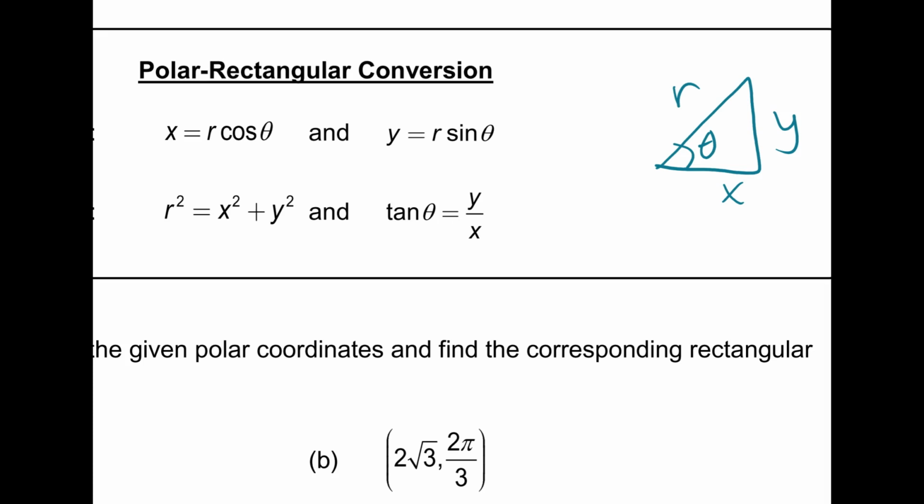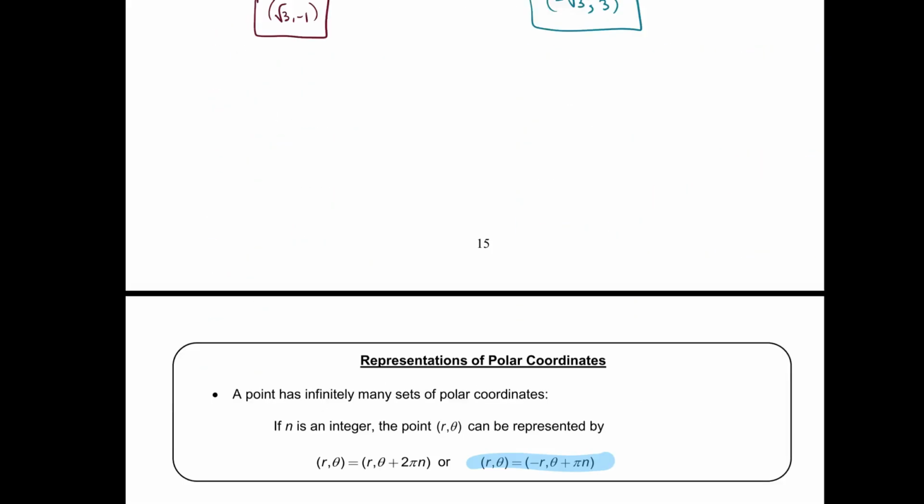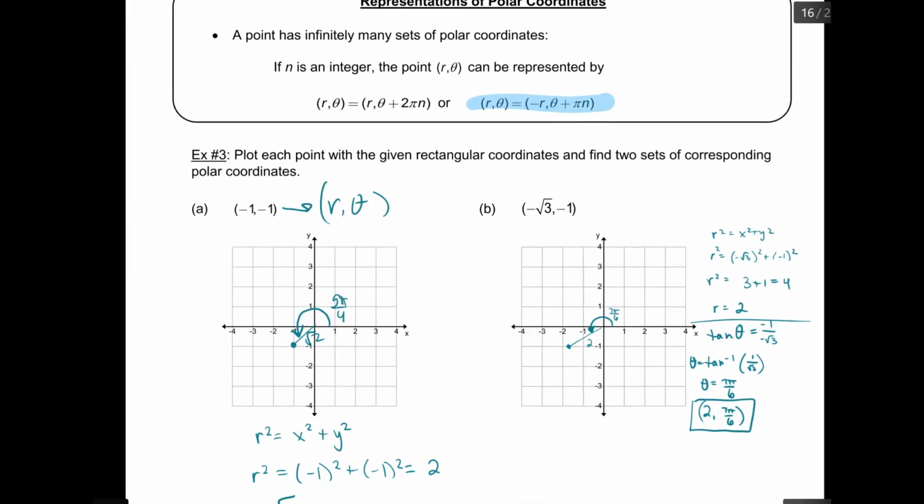If I do cosine of theta, that's x over r. Solve for x: you just take your radius times cosine of theta, that's your x. Your radius times sine of theta, that's y. Use the Pythagorean theorem to find the radius, so r squared equals x squared plus y squared. How do you find the angle? That's just tangent, opposite over adjacent, y over x. You can find the coordinates and convert.